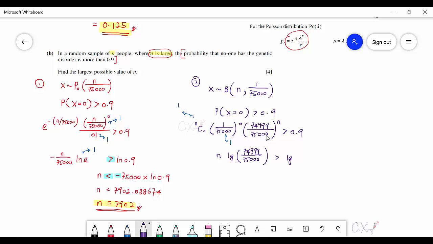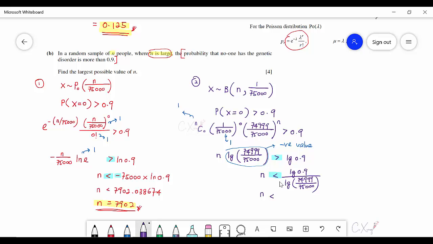So, greater than log 0.9. When I bring it over, I will have log 0.9 divided by log (74,999 divided by 75,000). Then again, please take note of this part. Originally it is greater than, but after I move the value over, it becomes smaller than. The reason is that this value is a negative value. Therefore, when you bring it over, you have to change the sign of the inequality. All right, then by just pressing the calculator, you will get the answer for n smaller than a particular value here.